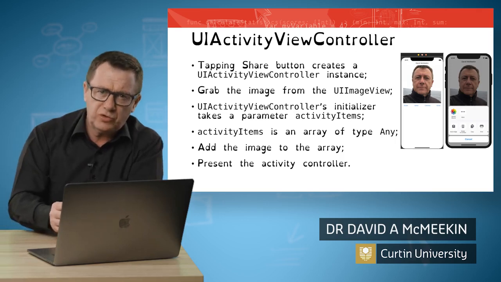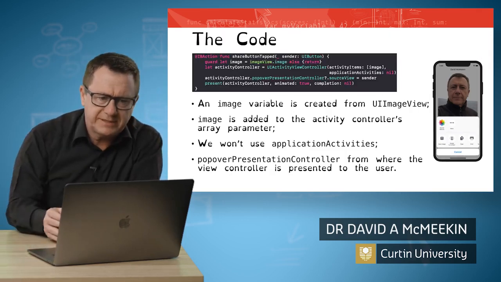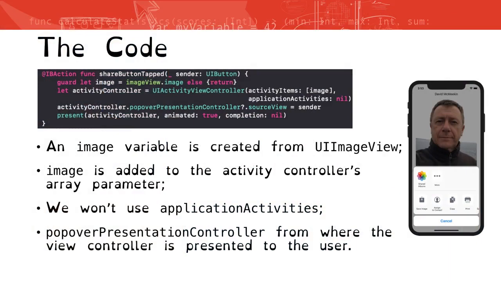So let's take a look at the code that does this for us. Here we see the code. The image is taken from our UI image view instance. In this case, we've called it image view. Very creative in our names, as you can see. We create an instance of UI activity controller, and to its initializing parameters, we pass activity items. And we add the image to the array.